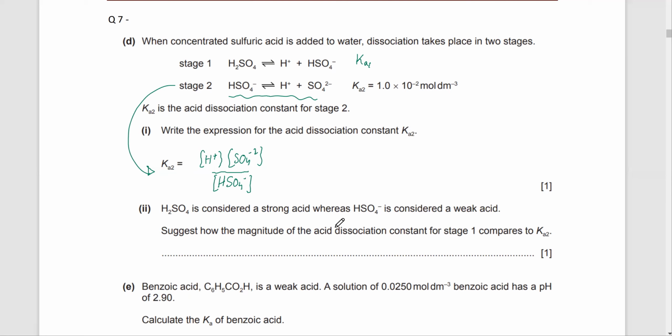So it suggests how the magnitude of the acid dissociation constant for stage 1 would compare. So stage 1, there's going to be more dissociation. More products would be formed, more H plus 1 ions would be formed, which means you're going to have a higher Ka value. So you can write that in this part over here in part 2.